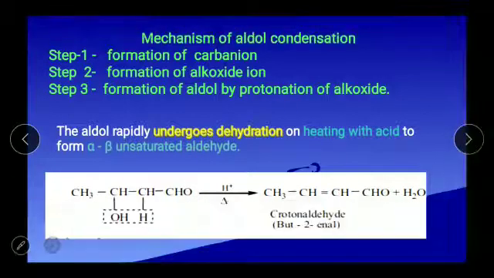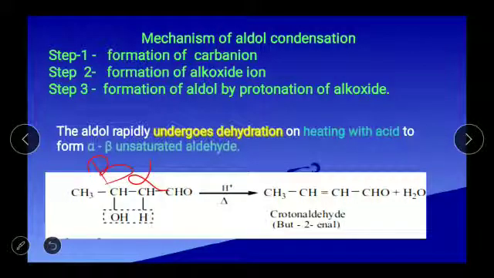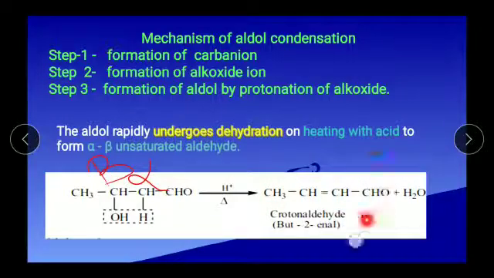In this aldol, there is a removal of a water molecule from the alpha carbon and beta carbon. This is alpha, this is beta carbon. So we are getting an unsaturated compound. What is unsaturated? There should be a double bond or triple bond. Because of the removal of water from the alpha and beta carbons, there is a formation of a double bond between the second and third carbon. So CH3CH=CHCHO, crotonaldehyde.